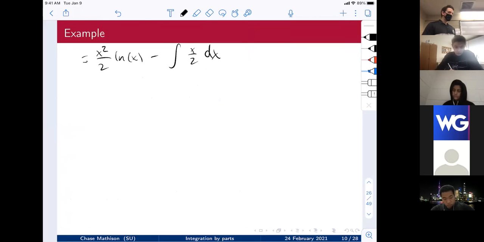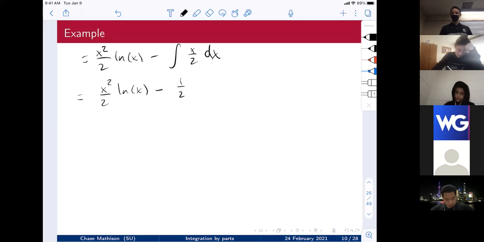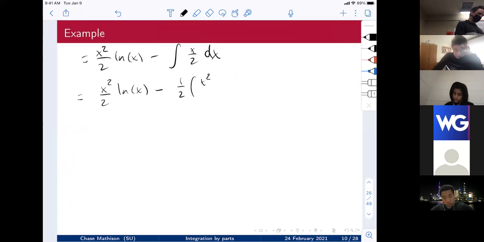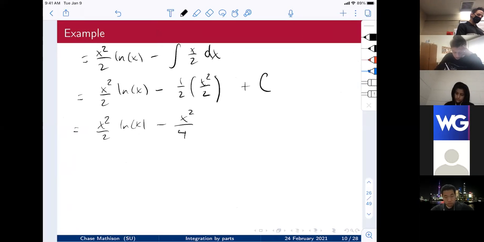Okay, which is x squared over 2 natural log of x minus the integral of x over 2. Well, you can pull that 1/2 out in front. And then the integral of x is, again, we did that before, that's x squared over 2. Okay. And now I will add my constant of integration. So this is x squared over 2 natural log of x minus x squared over 4 plus some constant.